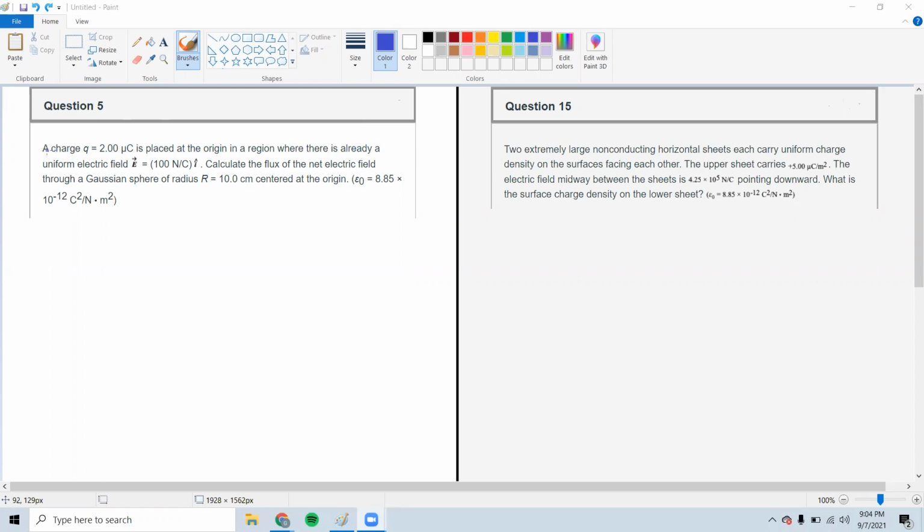Question number 5 states that a charge Q equal to 2 microcoulombs is placed at the origin in a region where there is already a uniform electric field equal to 100 N/C. Calculate the flux of the net electric field through a Gaussian sphere of radius r equals 10 centimeters centered at the origin. It's also given that epsilon is equal to 8.85 times 10 to the power of negative 12.